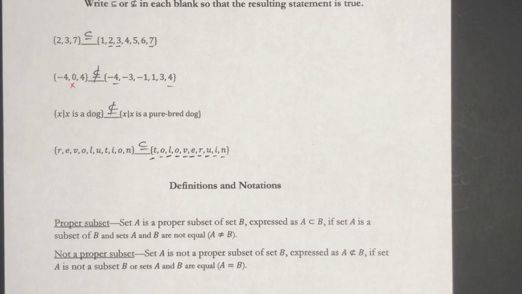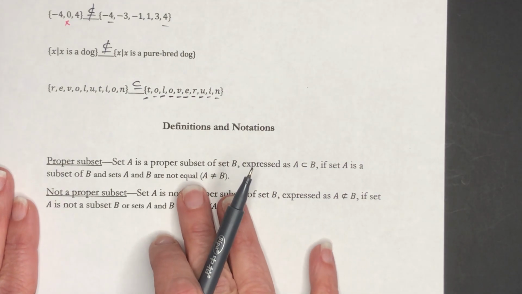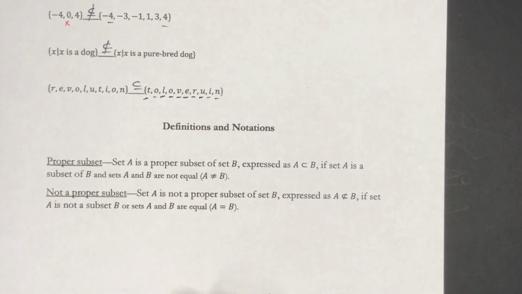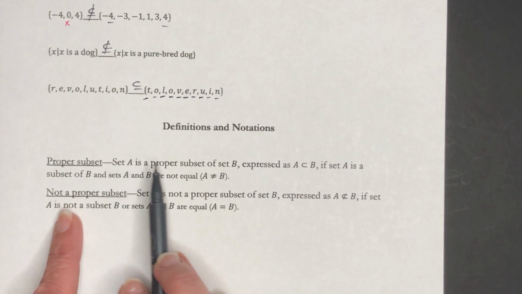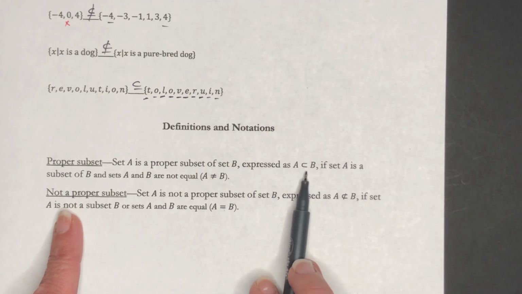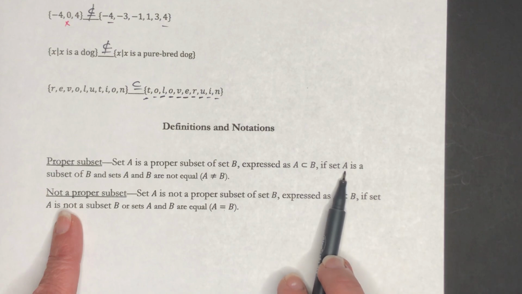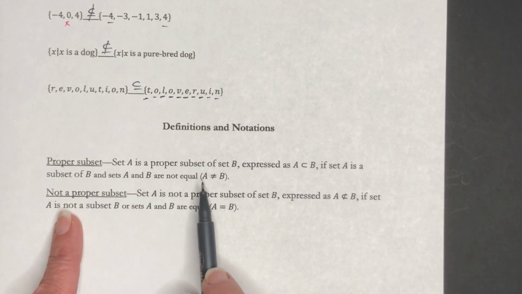Okay, now just like where we have less than or equal to, we also have just less than. And we're going to have that same basic idea here with proper subsets and not proper subsets. Okay? Set A is a proper subset of set B, which is written like this, and notice it doesn't have the little equal to part on it. If set A is a subset of B and the two sets are not equal.